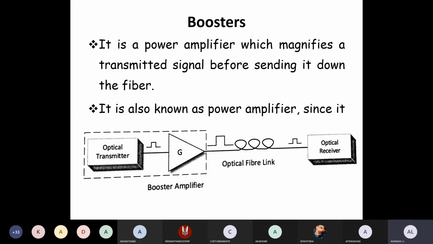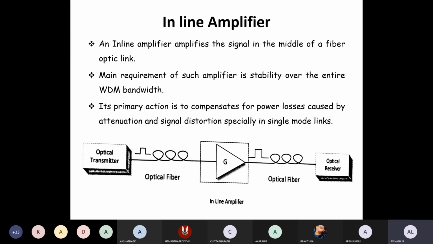Once you are done with the booster, we can go for the inline amplifier. I can see very clearly that in line means the optical fiber, which is called the line. In between the line we can use the inline amplifier, so that between the optical transmitter and receiver block, the signal amplification is done. This is also one of the ways. Instead of repeaters, we can use the inline amplifier. So we can write this particular diagram.